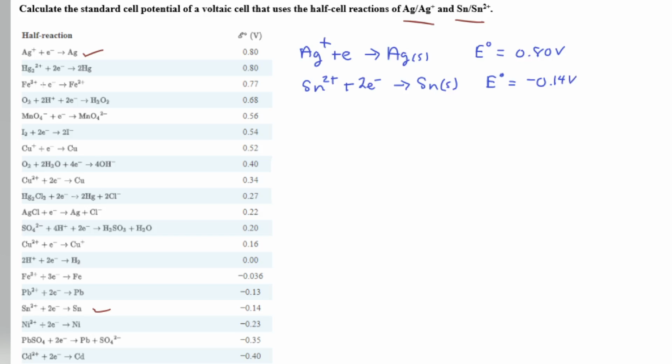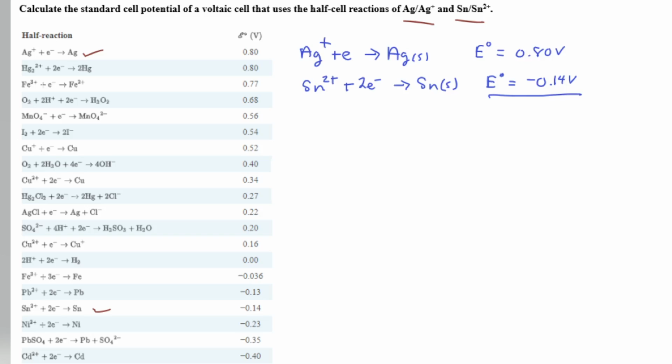So they're all written as reductions. We can't add two reductions together to get an overall spontaneous reaction. We need to pick one that is being oxidized, okay? Now, there's potentially a few ways you can think about it. The way that personally works for me is I look at their own cell potentials on their own, these two values. If we added the two reactions and one was oxidized and one was reduced, we'd want the maximum cell voltage possible that is positive.